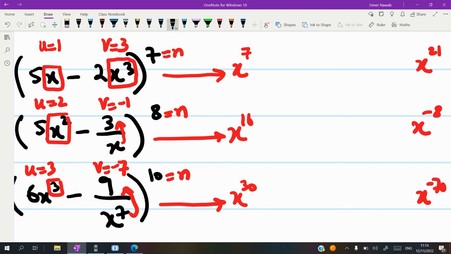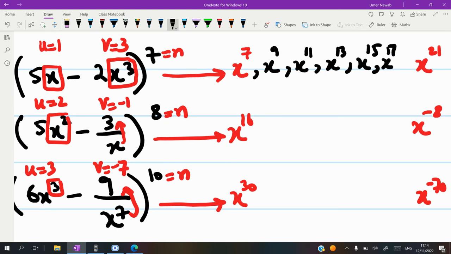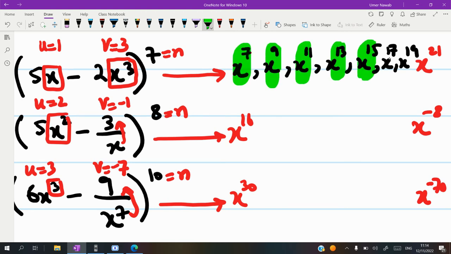How many terms will come to you? n is 7, so I'm going to get 8 terms. How will the powers grow? v minus u tells me 3 minus 1 is 2. So each time the power grows by 2. 7 plus 2 is 9. Next power, 11. Next power, 13. Next power, 15. Next power, 17. Next power, 19. And then 21. Count how many terms: 1, 2, 3, 4, 5, 6, 7, 8.